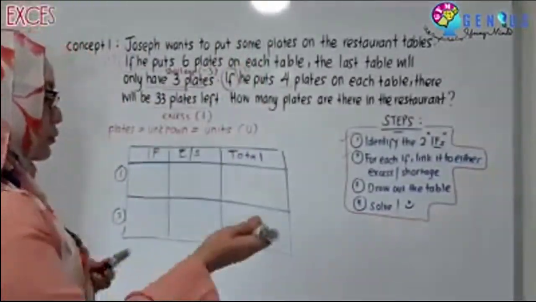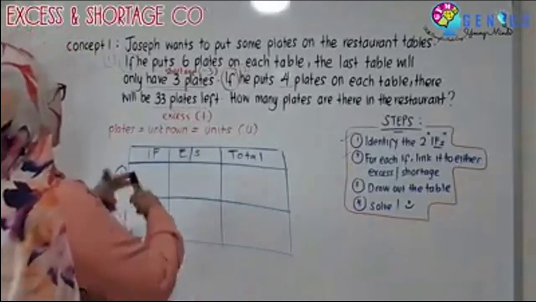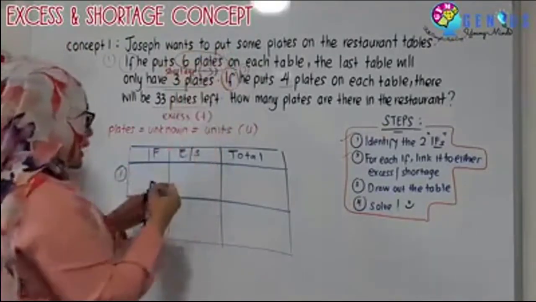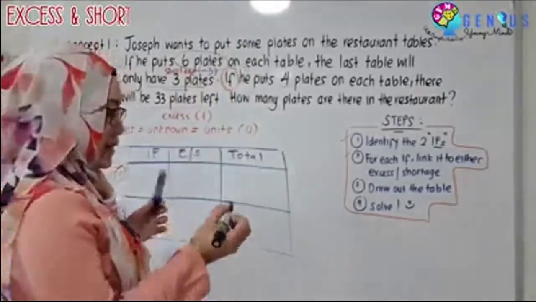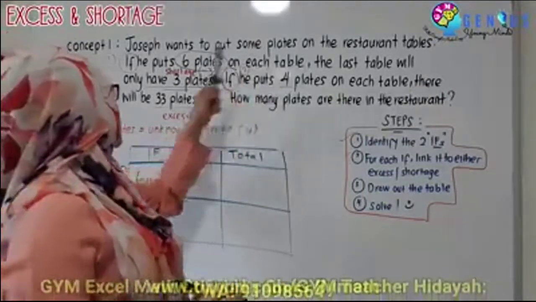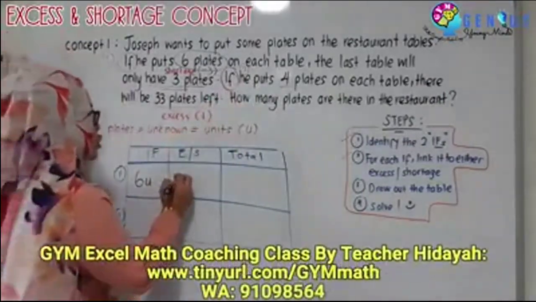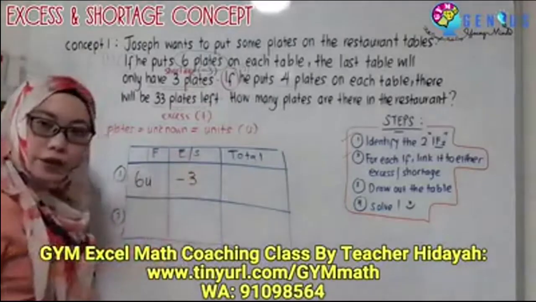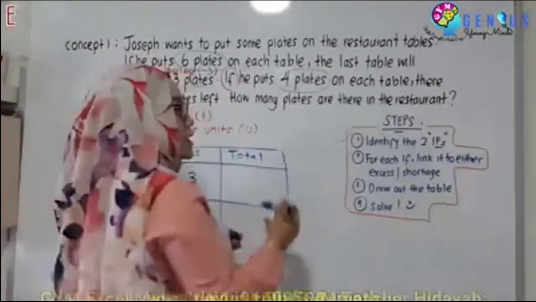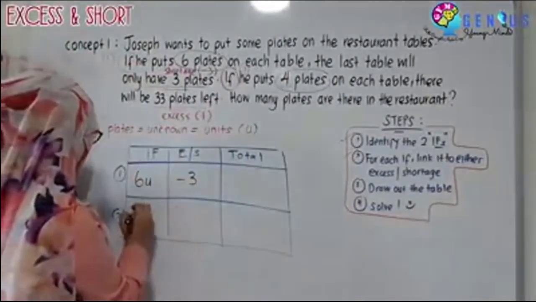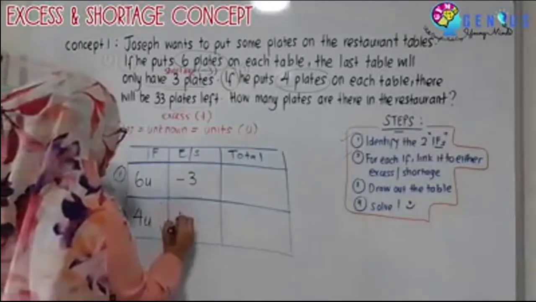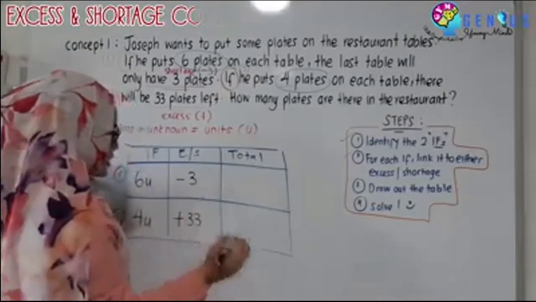So, first if he put 6 plates on each table. 6 plates means 6 unit. So we put here 6U. And then the last table will only have 3 plates, meaning a shortage of 3. Next one. If he put 4 plates, which means 4 units, there will be 33 plates left, meaning an extra 33, excess.